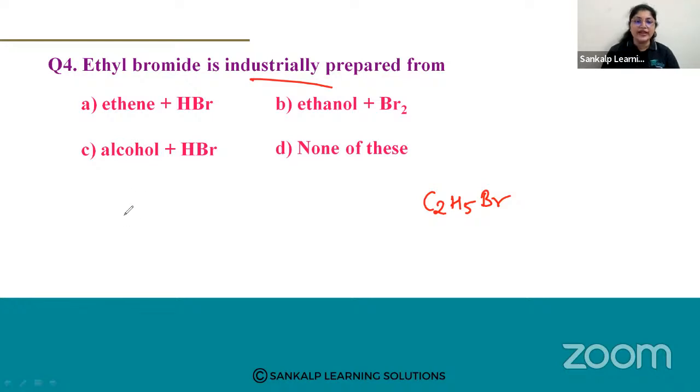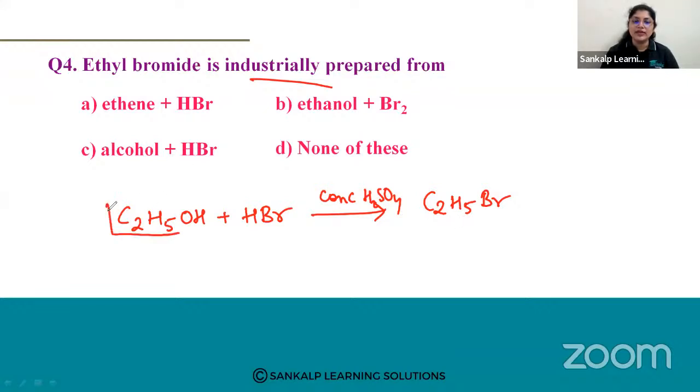So if I take alcohol like ethyl alcohol C2H5OH and treat it with HBr, and add some concentrated H2SO4, that is sulfuric acid, I will obtain C2H5Br, that is ethyl bromide, plus water. So option C is the right one. Ethyl bromide can be industrially prepared from alcohol and hydrogen bromide. So ethyl bromide is industrially prepared by refluxing.